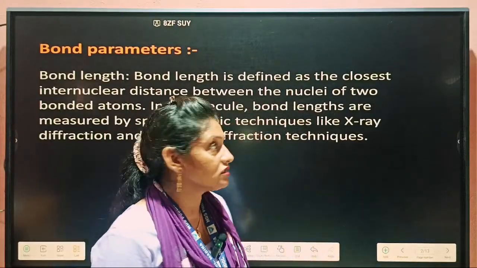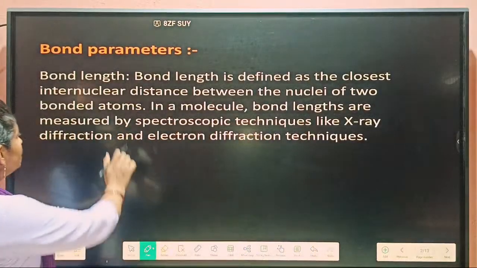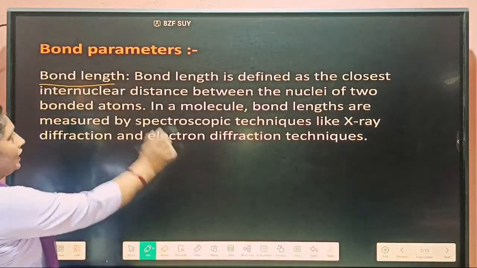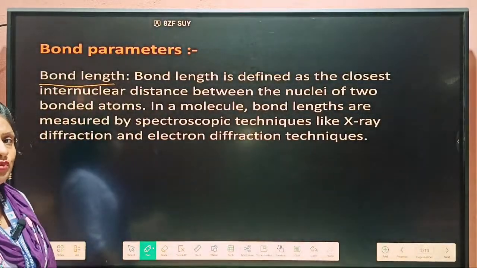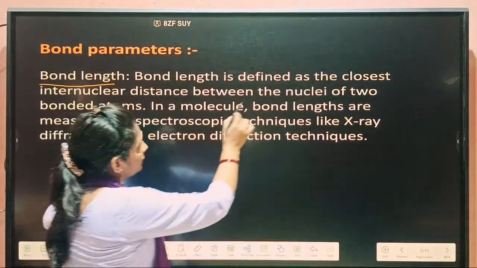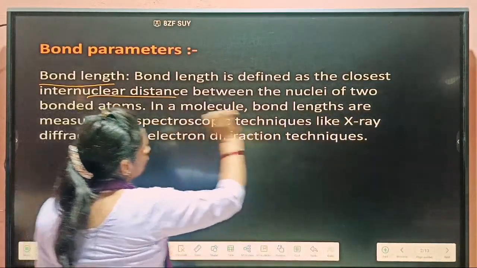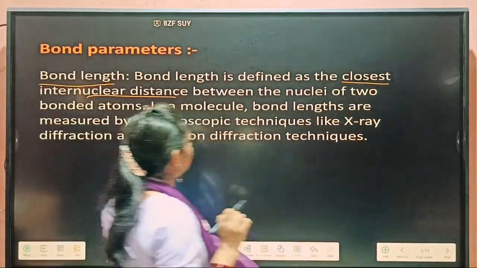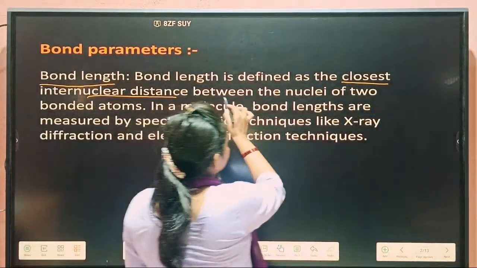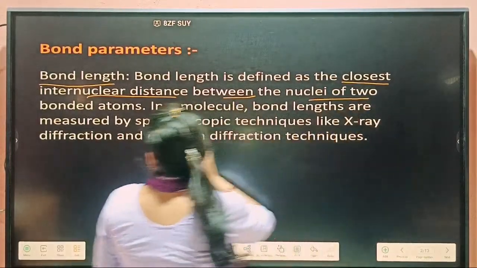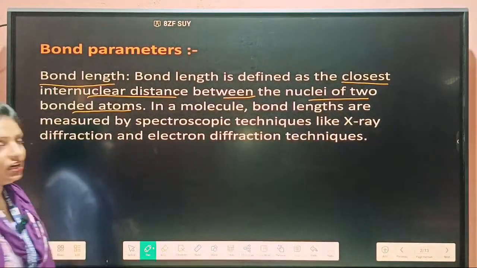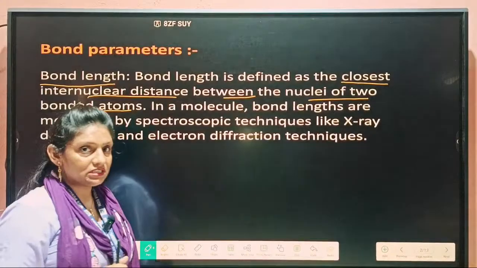First of all, we will discuss the bond length. What do you mean by the bond length, students? Bond length is defined as the closest internuclear distance between the nuclei of two bonded atoms. What do you mean by this, students?